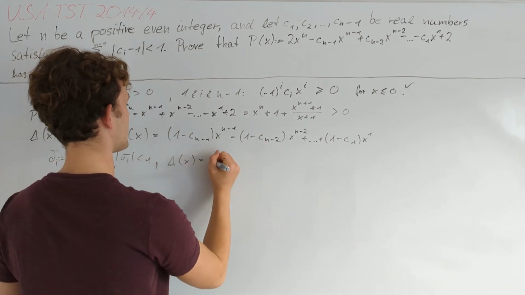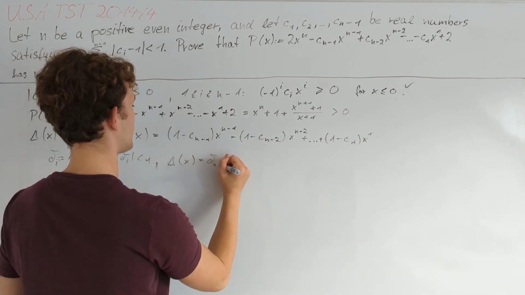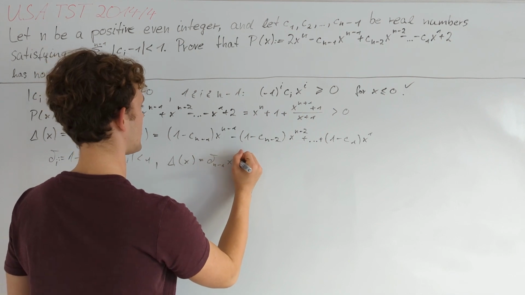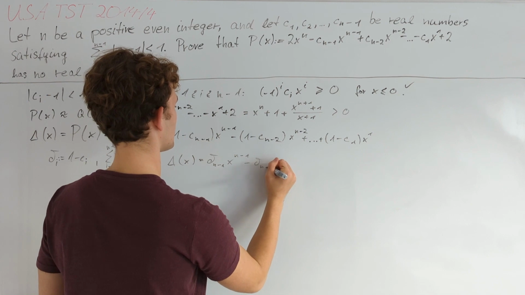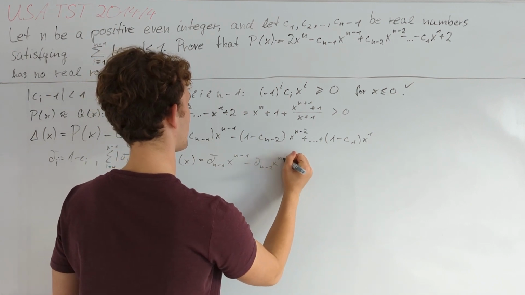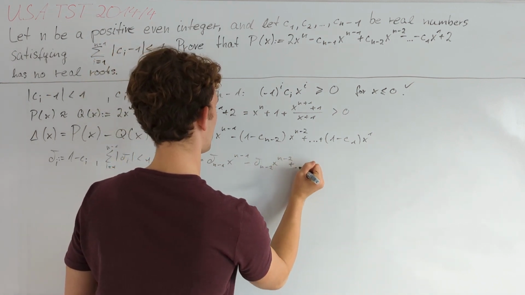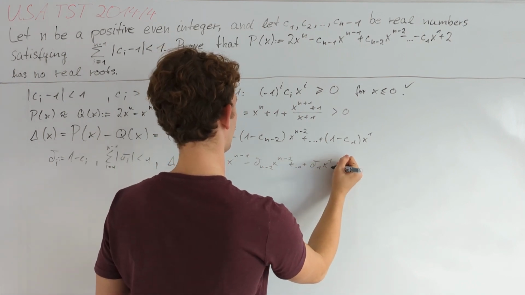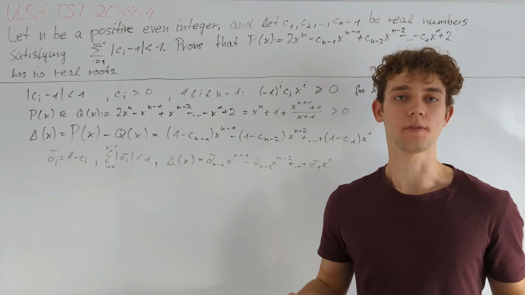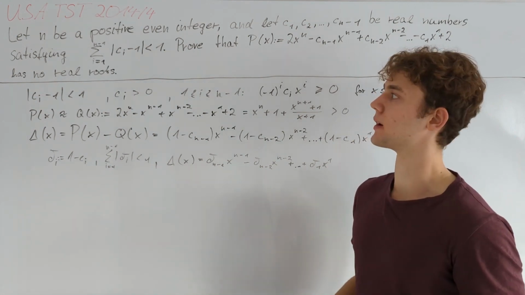is nothing but little delta n minus 1 times x to the power of n minus 1 minus delta n minus 2 x to the power of n minus 2 up to delta 1 x to the power of 1. Now let's do a small recap of the ideas which we have implemented so far.